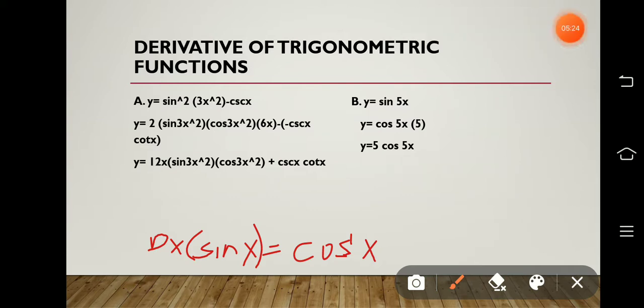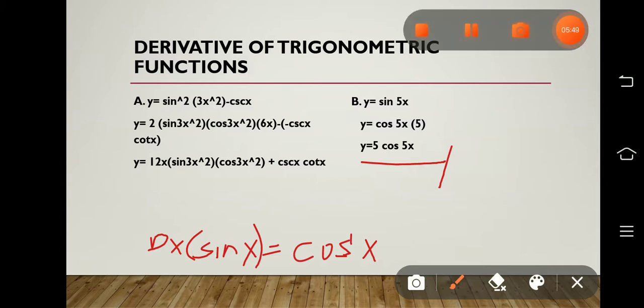Okay, the second given is y equals sine 5x. Same as the first example, you need to get the derivative of the given. So y prime equals cosine 5x times 5. So the final answer is y prime equals 5 cosine 5x.